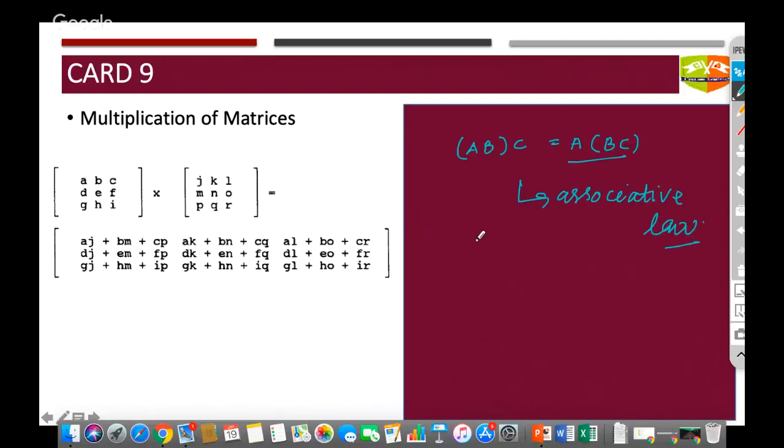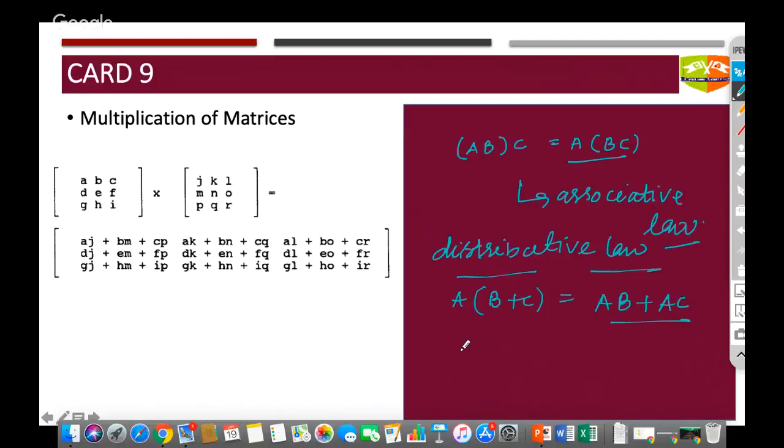Then you can say that the distributive law also holds here. What do I mean by distributive law? If this is the matrix A multiplied by B plus C, you can write this as AB plus AC. This will hold true. Or if you take it from the other side, you can write A plus B multiplied by C as AC plus BC. This also holds true.